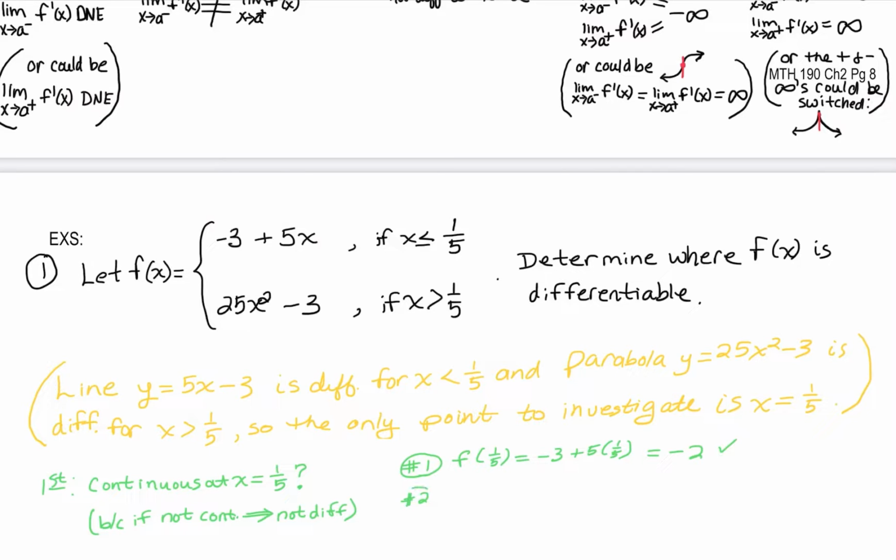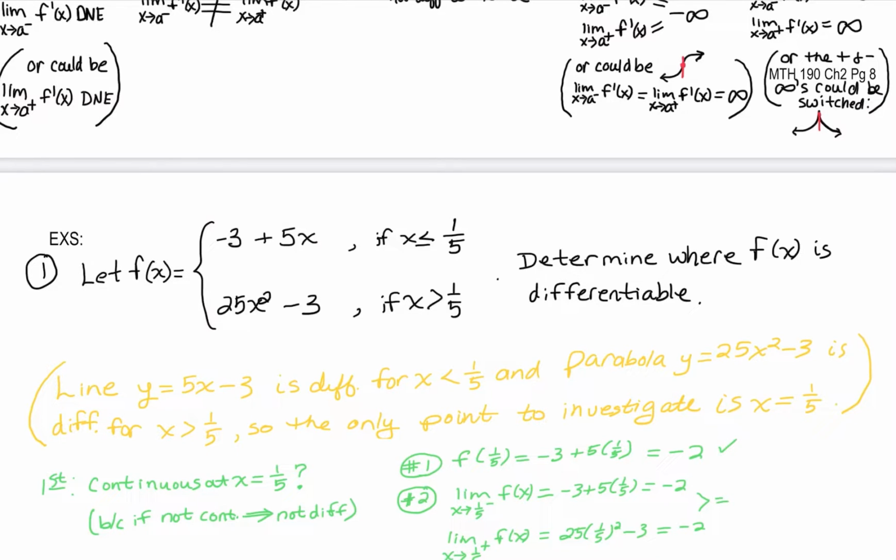Step number 2 is looking at your limit. And to look at a limit as x approaches what I always call that cutoff point of a piecewise defined function, we have to know to look at the limit from the left and the limit from the right and see if they are equal. Well, from the left is values that are less than, so that's the same line part that we just plugged into. From the right is values that are greater than 1/5. So now we're subbing into the parabola portion here. And again, that comes out to be -2.